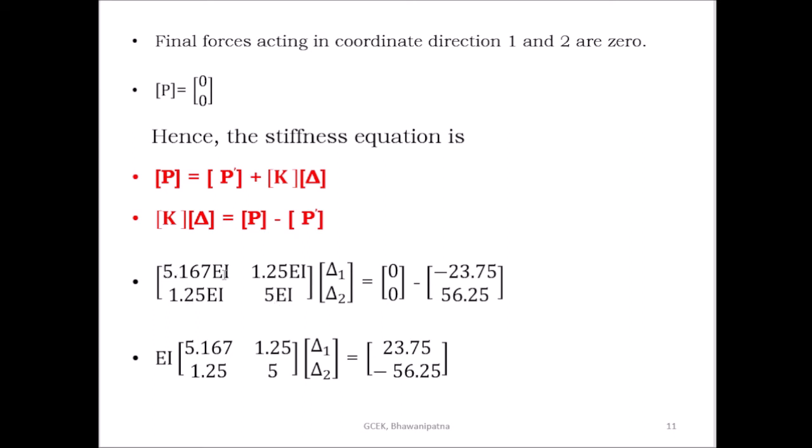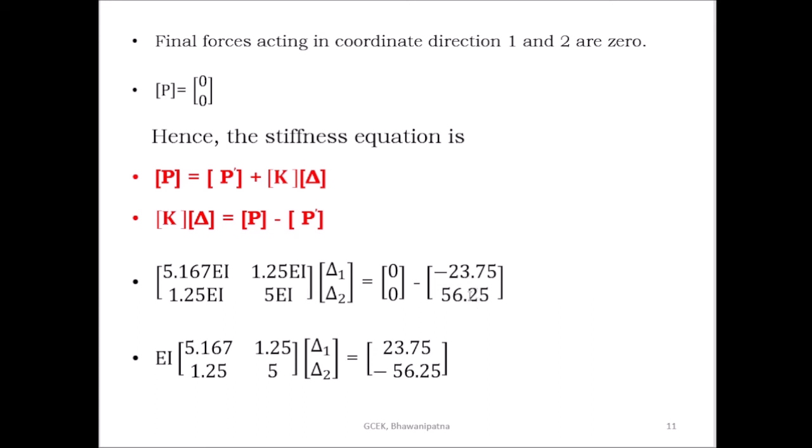So K11 you got 5.167 EI, K12 you got 1.25 EI, K21 is 1.25 EI, and K22 you got 5 EI. So this is the stiffness matrix, and this is the displacement column matrix, and this is the final forces acting at the coordinates, 0, 0, because there is no external loading. And here you got the forces due to the sinking of support, P1 dash and P2 dash.